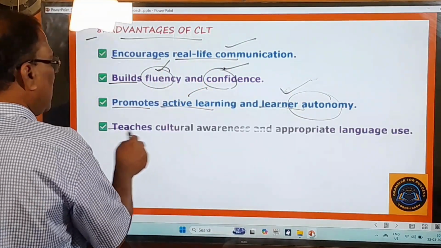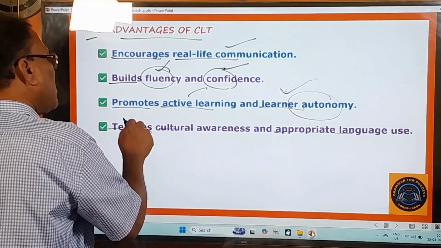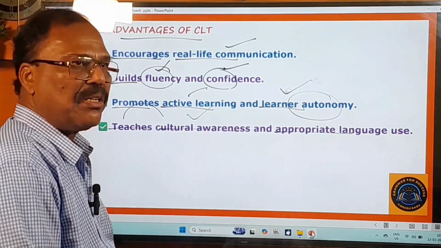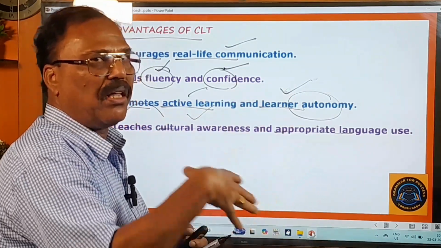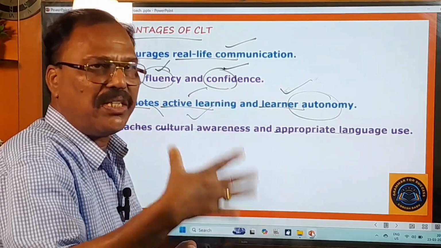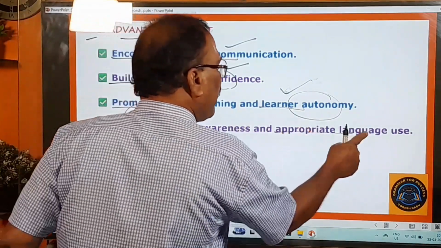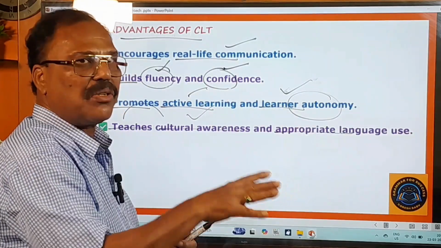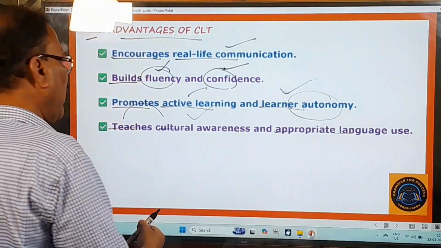And here it teaches cultural awareness and appropriate language use. So this CLT approach also teaches the learners cultural awareness. Cultural awareness means, in the Western culture, how things are expressed and spoken. In the Indian culture, various cultures are there. According to the cultures, the language changes its style and shape, and that's why it teaches cultural awareness and appropriate language. According to those different cultures, the language is also taught appropriately or suitably.